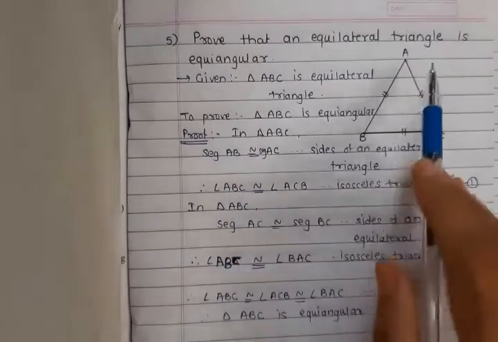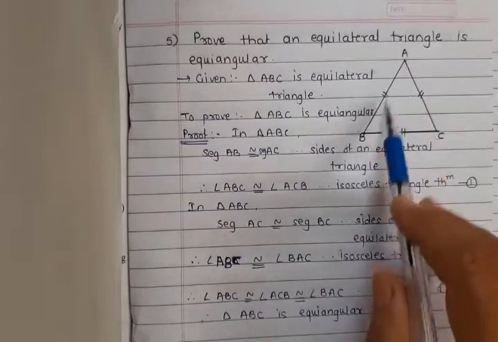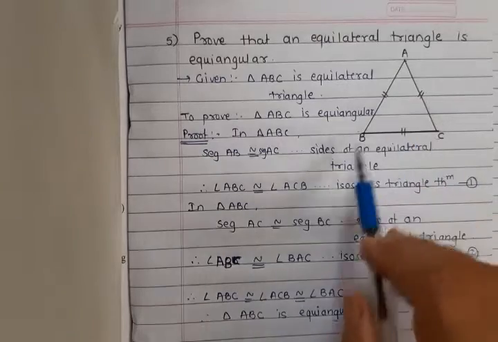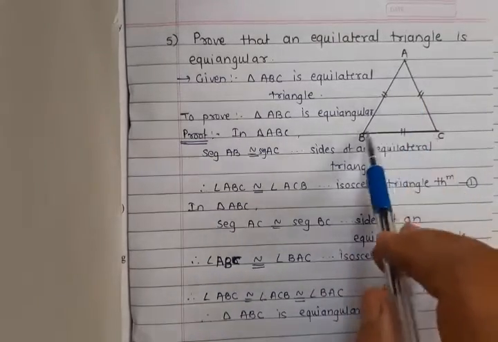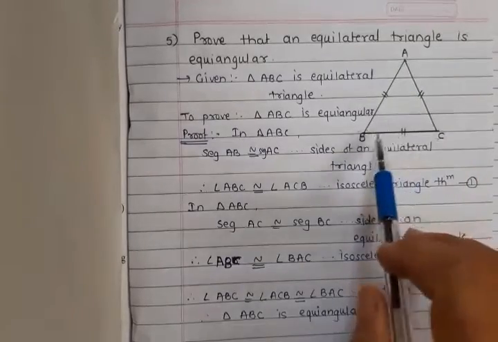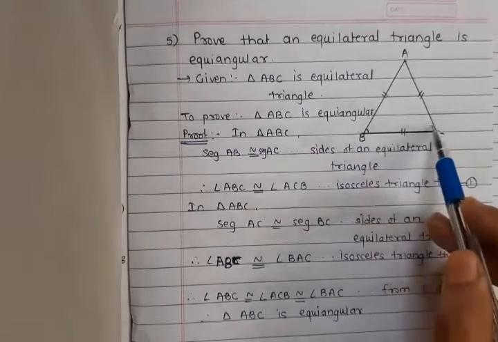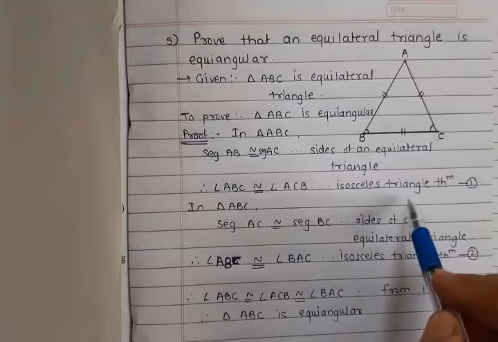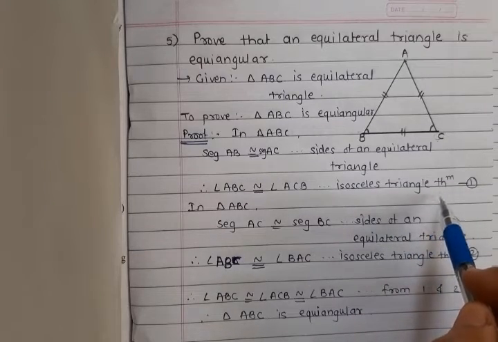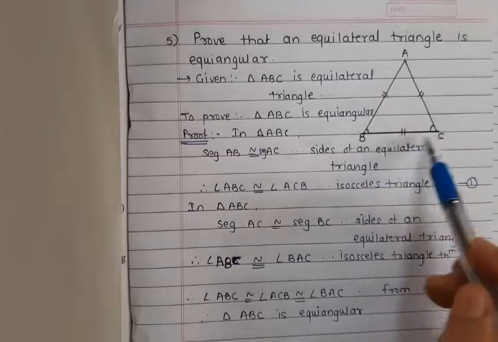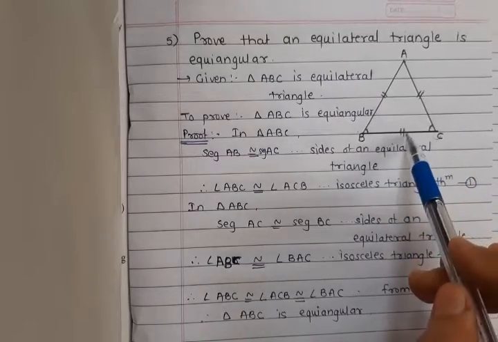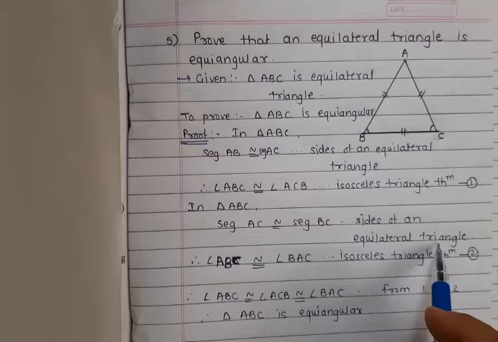Now see the proof. In triangle ABC, segment AB is congruent to segment AC, because these are the sides of an equilateral triangle. So we can say that angle ABC is congruent to angle ACB. That means angle B is congruent to angle C, according to the isosceles triangle theorem. Now again in triangle ABC, segment AC is congruent to segment BC. Again these are the sides of an equilateral triangle.